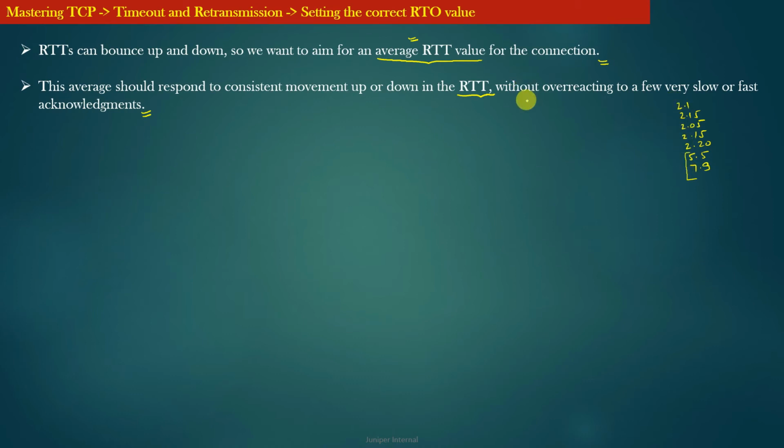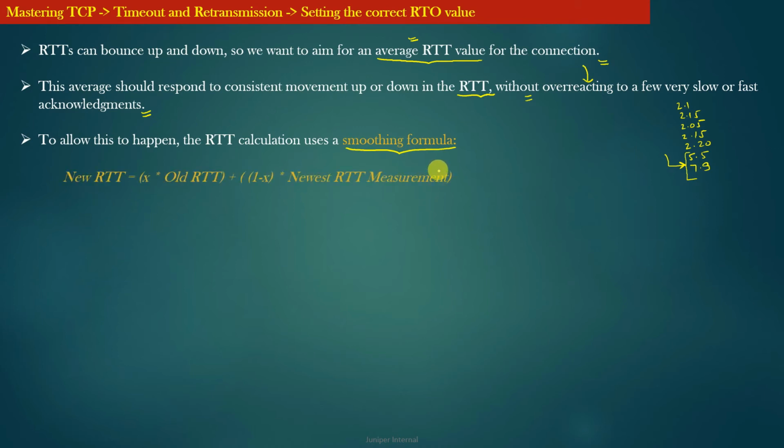So this point says that the TCP sender must not respond aggressively to drastic changes in the RTT of very few segments. To prevent TCP from overreacting to drastic changes in the RTT values of very few segments, TCP uses the smoothing formula. So what is the smoothing formula?